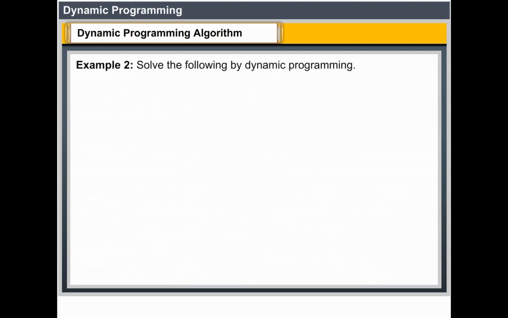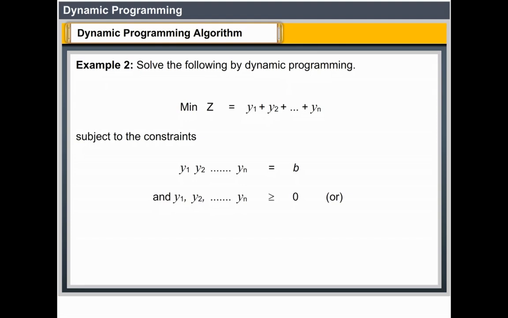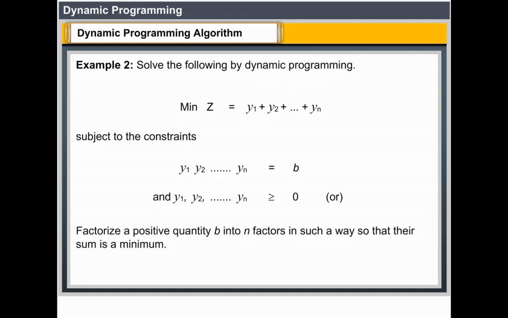Example 2. Solve the following by dynamic programming. Minimize z equal to y1 plus y2 plus and so on plus yn, subject to the constraints y1 into y2 into and so on into yn equal to b, and y1, y2, and so on, yn greater than or equal to 0. Or, factorize a positive quantity b into n factors in such a way that there is a minimum.